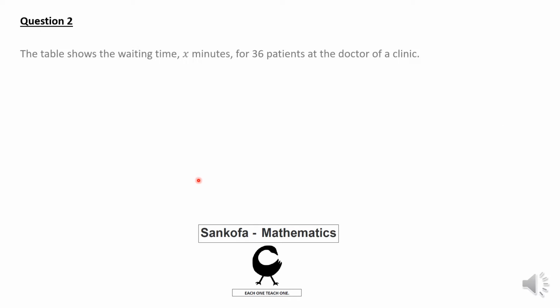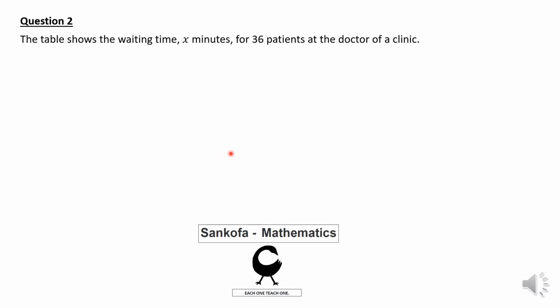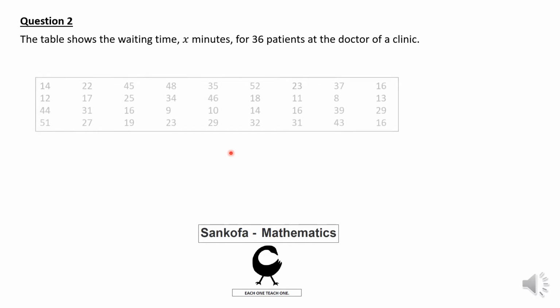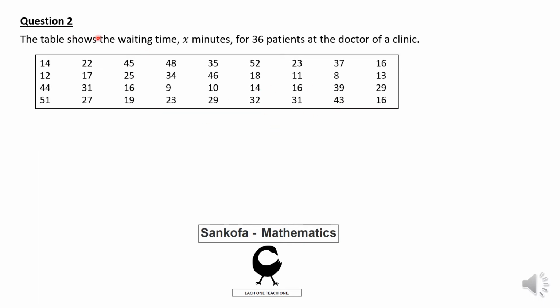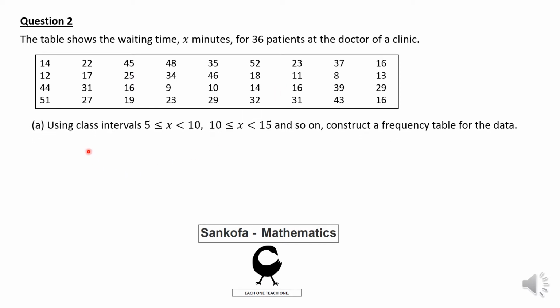Let's bring in a second question. We are still dealing with equal widths in terms of the class interval that we are given. We have a table here showing the waiting time in minutes for 36 patients at the doctor of a clinic. It is 9 columns times 4 rows, which gives you 36. Somebody waited 14 minutes, another person 22 minutes, and so on. You're supposed to use class intervals of 5: between 5 and 10, between 10 and 15, the next one between 15 and 20, and so on. And you're supposed to construct a frequency table for this data.